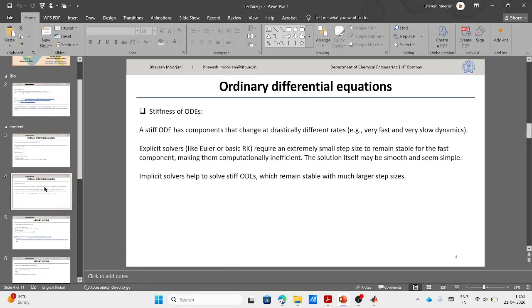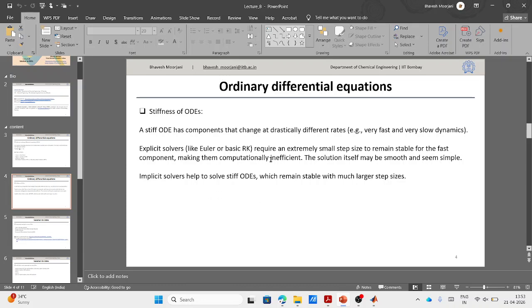Now there is another term which is referred to as stiff ordinary differential equation. This stiff ordinary differential equation has a component that changes drastically at a different rate, right? So let's say you have two dependent variables y1 and y2, whose derivatives are given with respect to time. One variable y1 is changing very slowly with time, while the other variable y2 is changing very drastically with time. So that becomes a stiff equation.